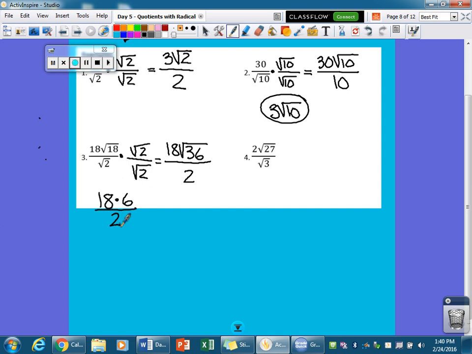So now you just kind of solve. Again, it's really just simplifying. I'm not really trying to trick you, I swear. 18 times 6 is 108 over 2. So my final answer is 54. Look how nice that becomes.